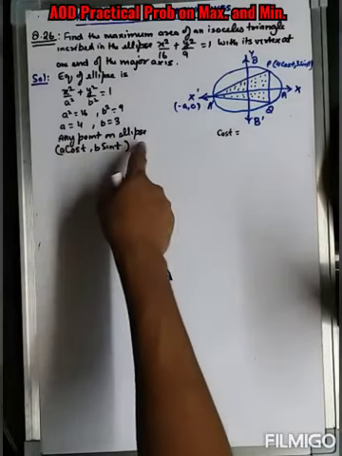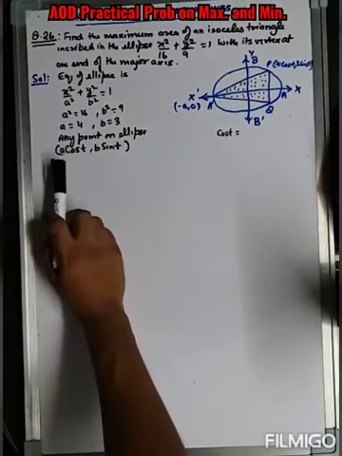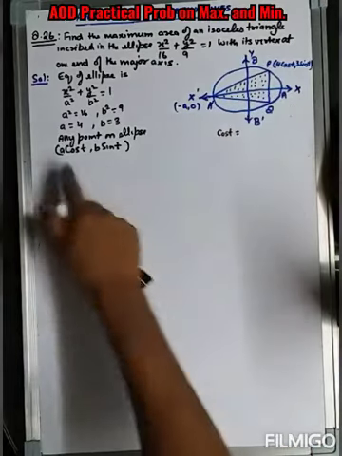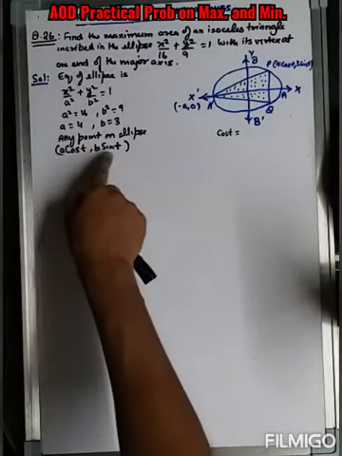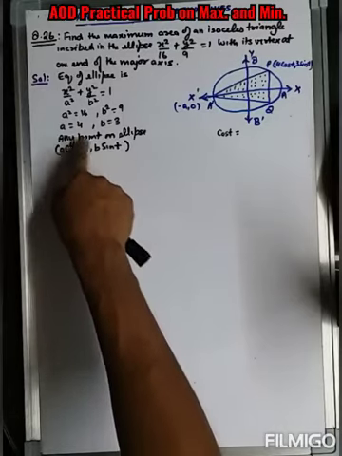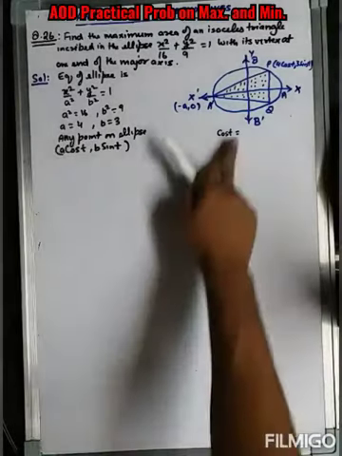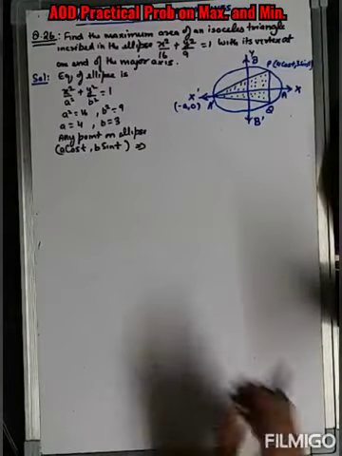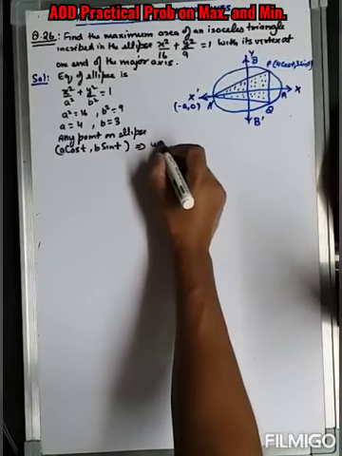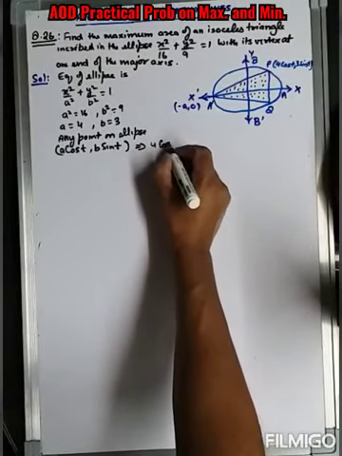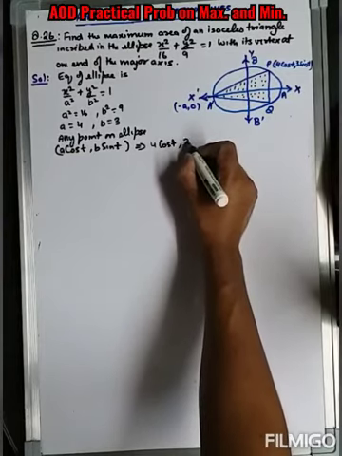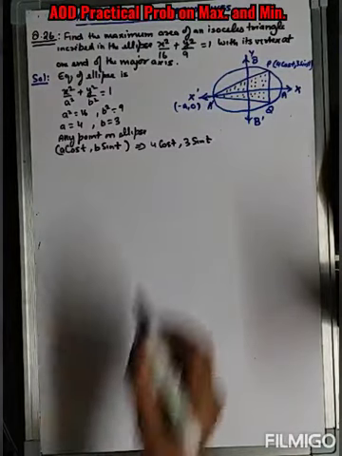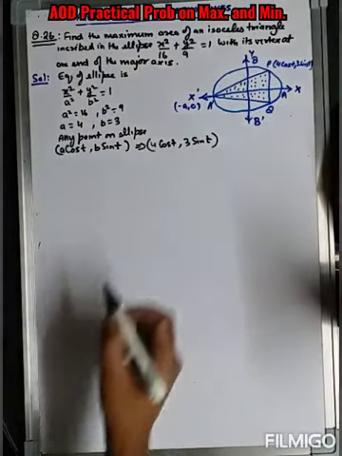And for any point on the ellipse, as we discussed last year, the x coordinate is a cos theta and the y coordinate is b sin theta. Since a is 4 and b is 3, the coordinates will be 4 cos t, comma 3 sin t.